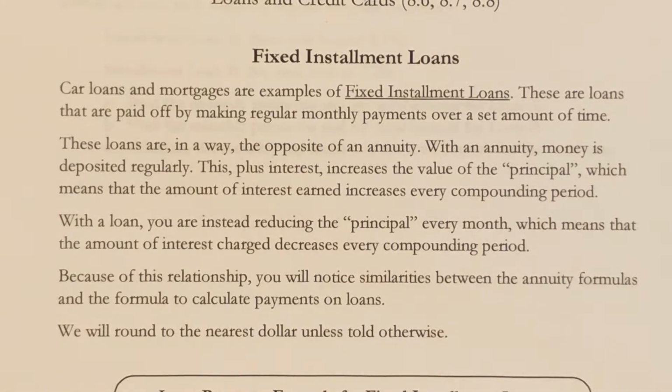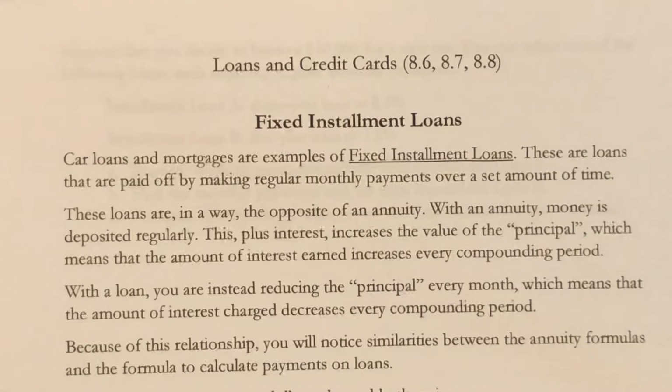This is the section I've called loans and credit cards. It's bits and pieces from sections 8.6, 8.7, and 8.8. So first, we're going to talk about two kinds of loans in particular, car loans and mortgages. These are both examples of what we call a fixed installment loan. And these are loans that are paid off by making regular monthly payments over a set amount of time.